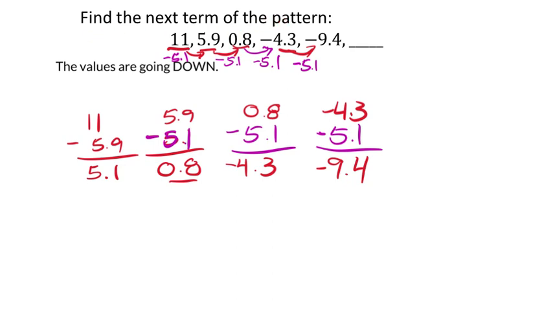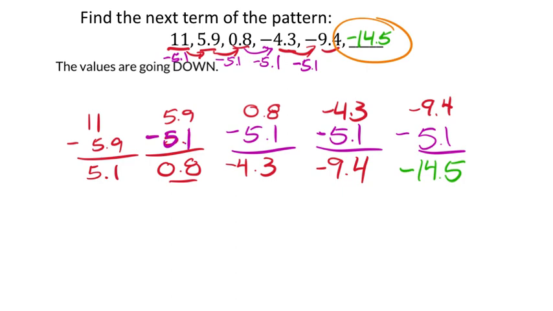So it says, find the next term of the pattern. We just found what the pattern is. You're always subtracting 5.1, or I guess you could say adding negative 5.1, but I like subtract. So this means we're going to take that negative 9.4 to find the next value, and we're going to subtract 5.1 there. And that will tell us the next value in this pattern, which is going to be negative 14.5. So I'll put that in there, negative 14.5. I'll circle it, because from negative 9.4 to that value, we subtracted 5.1, just like you can see is the pattern throughout.